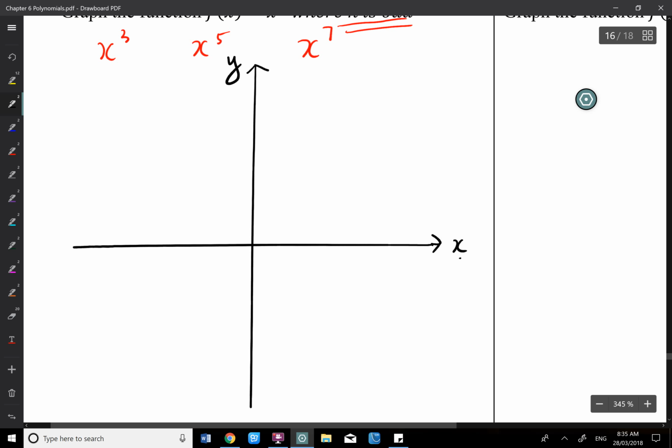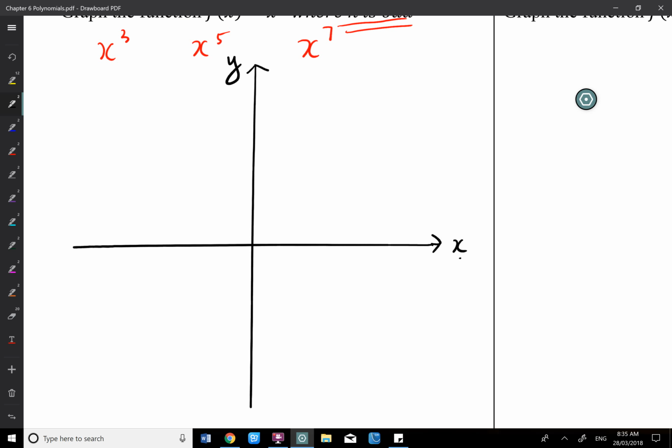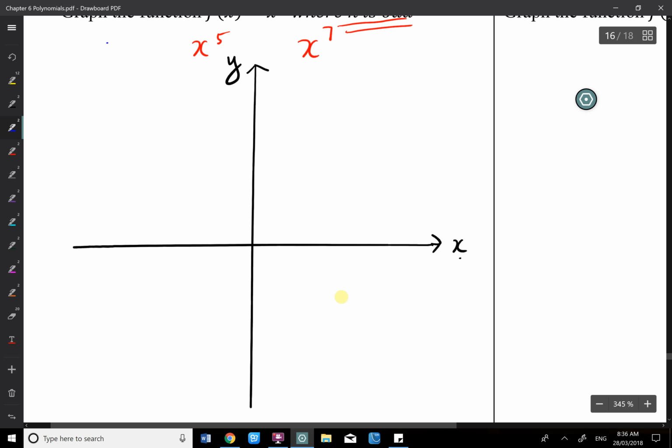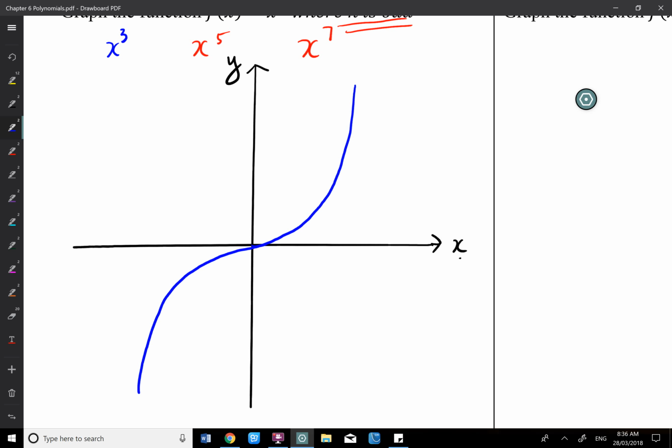If I have x and y, well, everyone knows what x cubed looks like, right? So let's sketch x cubed first. I'll use a blue color to sketch x cubed. Don't worry about the scaling, because when you sketch x to the power of 5 and x to the power of 7, the scaling will automatically show. I want to compare the three graphs: which one is higher, which one is lower, any intersections, or whether they are always above or always below.